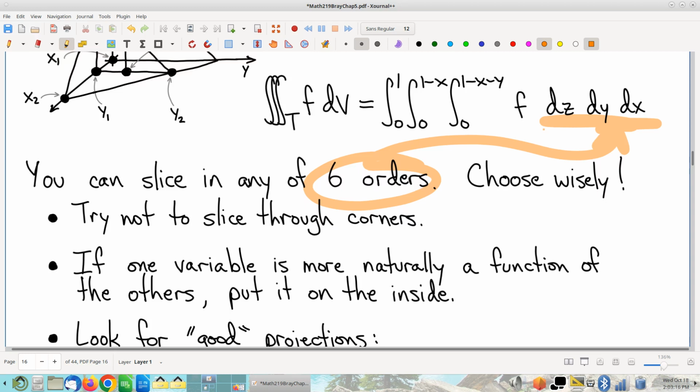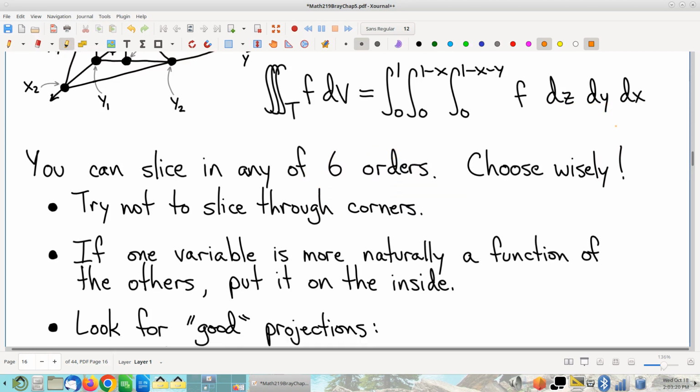It's hard to draw pictures to justify, but I'm going to say that the same rules that guided us for double integrals also apply for triple integrals. Try not to slice through corners. Bad things will happen. And also, whichever variable you would rather solve for, put that on the inside, because you're going to have to solve for it if it's on the inside.